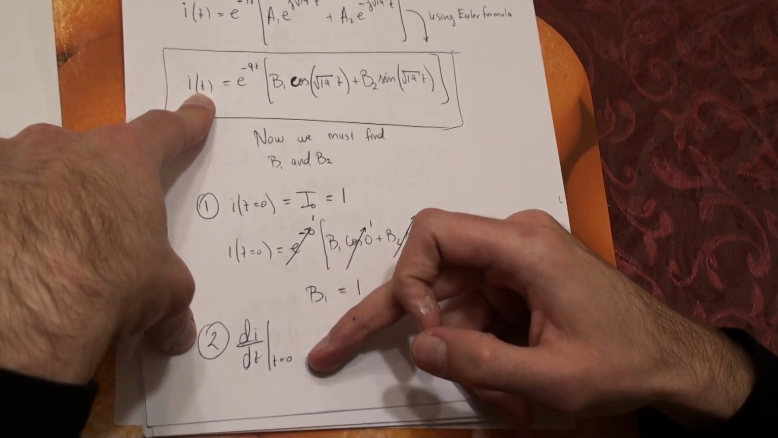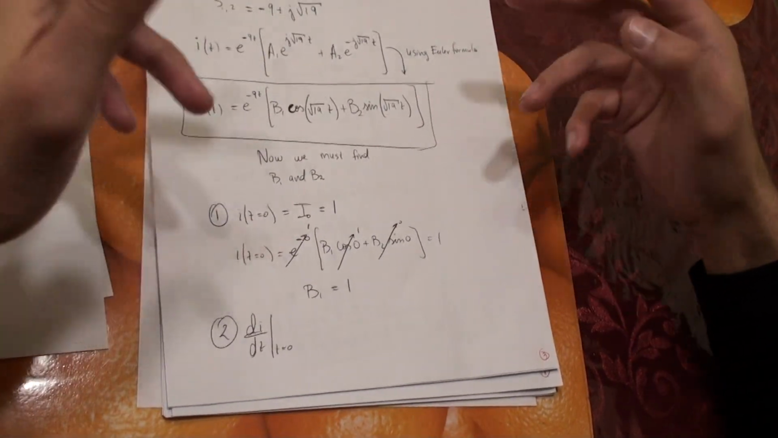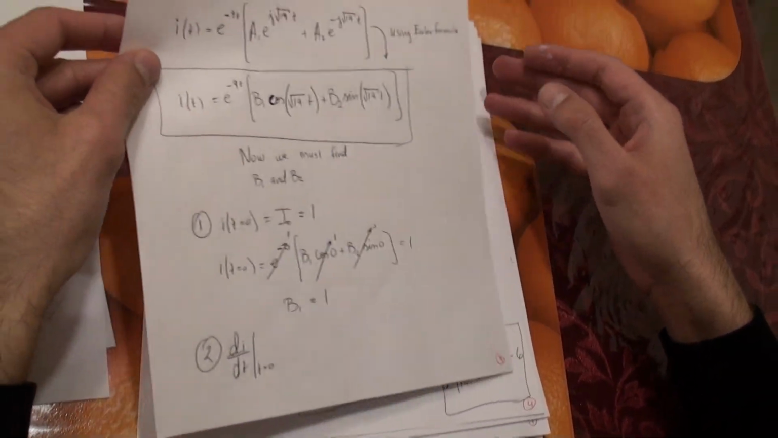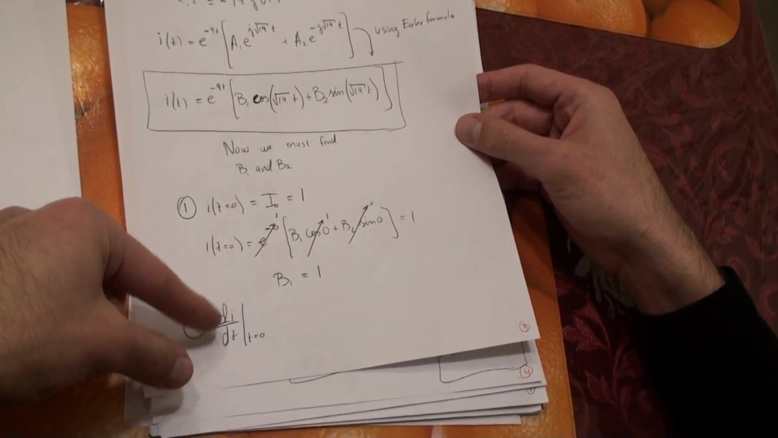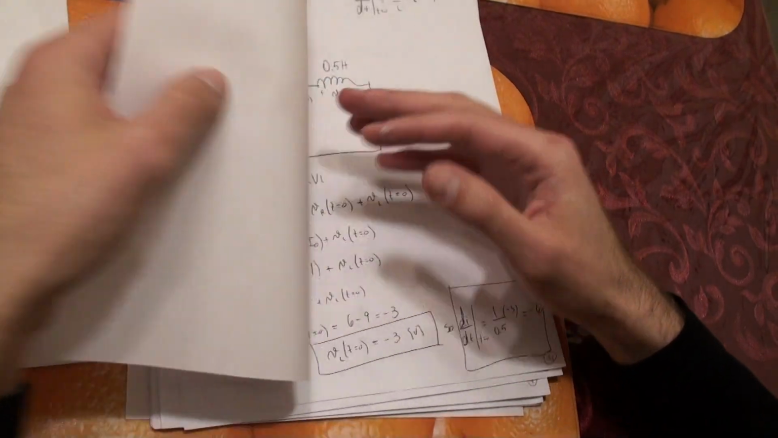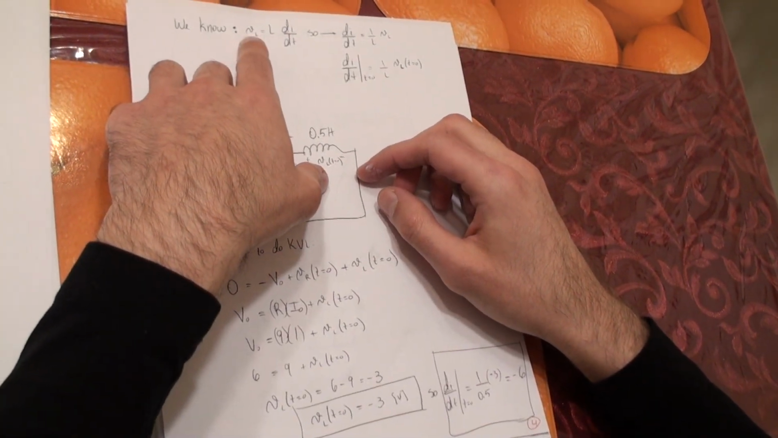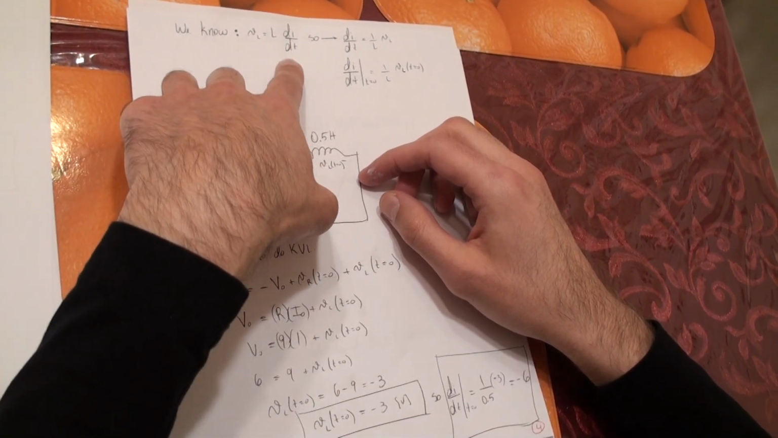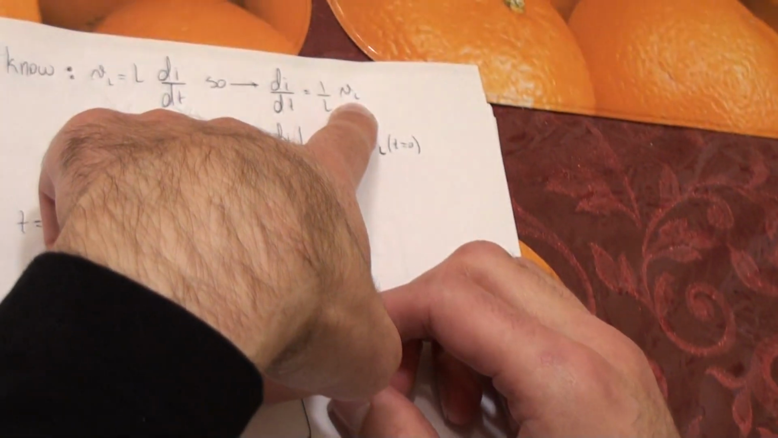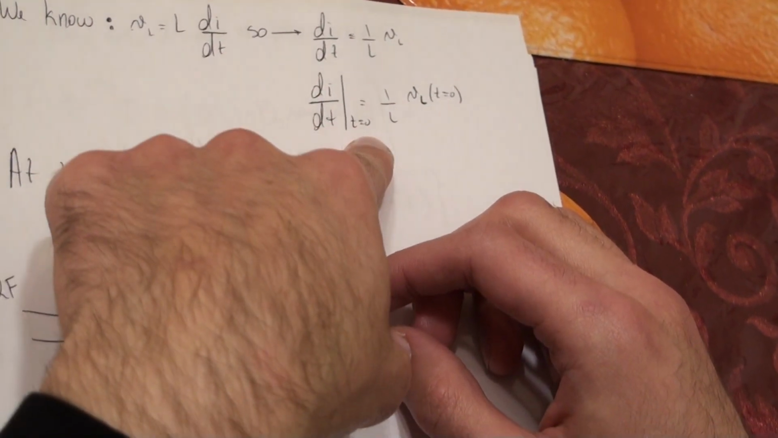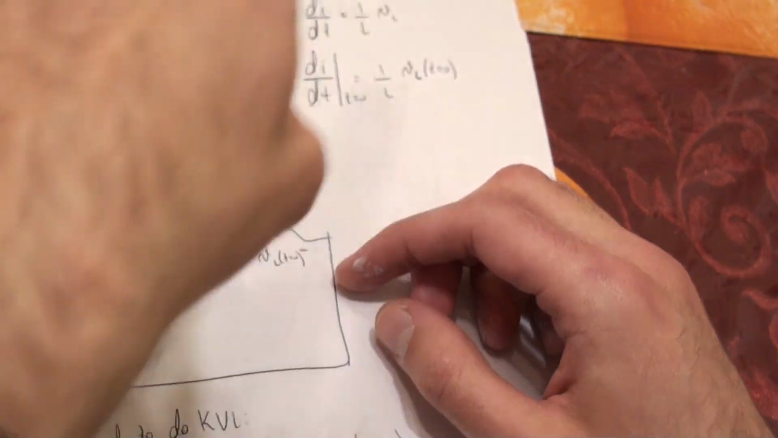Then the next step is to take the derivative of this function and set it equal to something to find B2. Now we want to know what is di dt at time equal to 0. Well, recall that for an inductor, the voltage across the inductor is equal to L di dt. Therefore, di dt equals 1 over L times VL. But we want di dt at time equals 0, so that's going to equal 1 over L times the voltage across the inductor at time equal to 0.